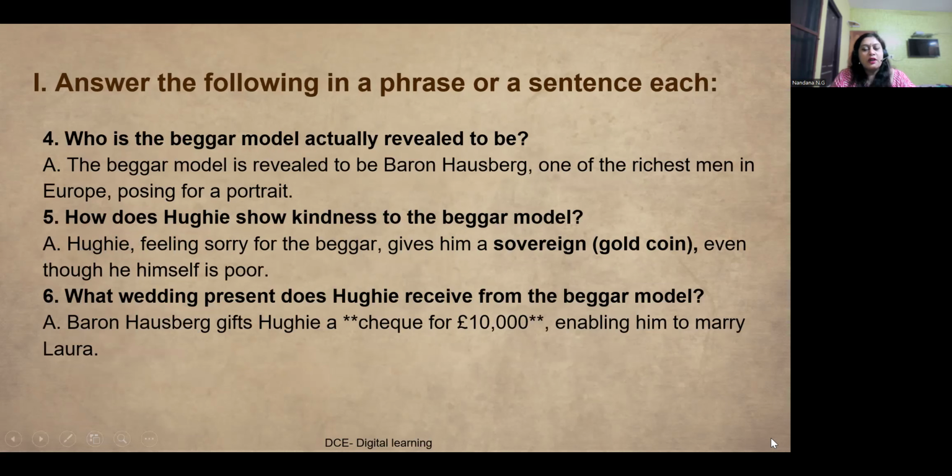Who is the beggar model actually revealed to be? The beggar model is revealed to be Baron Hausberg, one of the richest men in Europe, posing for a portrait. How does Huey show kindness to the beggar model? Huey, feeling sorry for the beggar, gives him a sovereign, that is a gold coin equivalent to 1 pound, even though he himself is poor. What wedding present does Huey receive from the beggar model? Baron Hausberg gives Huey a check for 10,000 pounds, enabling him to marry Laura.